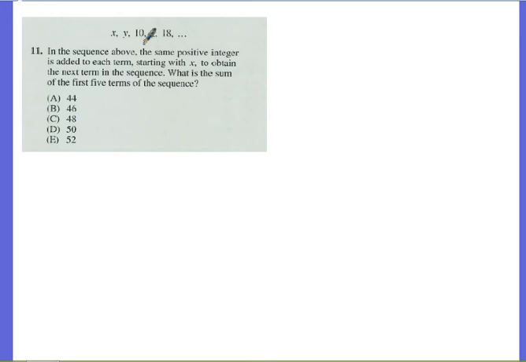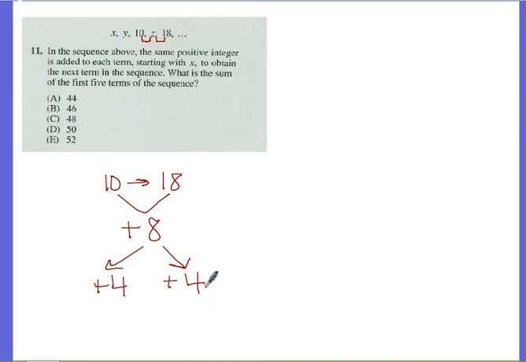This is one of those two-part process problems. I know I added something to get here and then the same exact number to get here. But you'll notice that from 10 to 18, I would have to add 8. Therefore, if I'm adding twice to get 8, I must have added 4 and 4. So now I know what the numbers should be. Honestly, in this case, it's easier to figure out what the numbers are to find the sum of the first 5 than to try and use a formula.